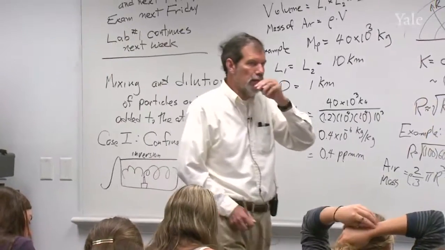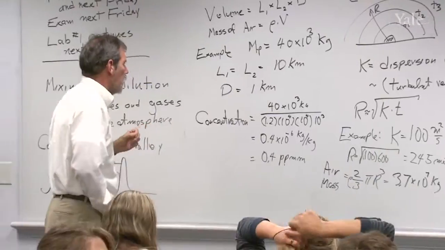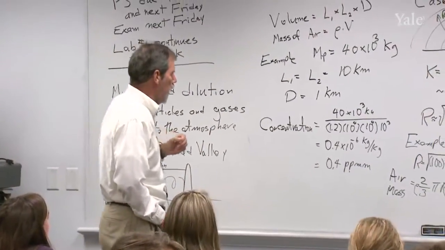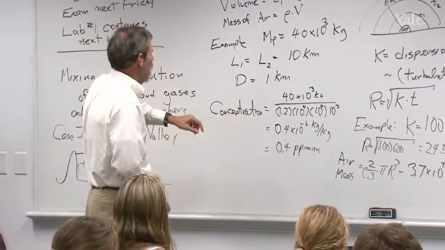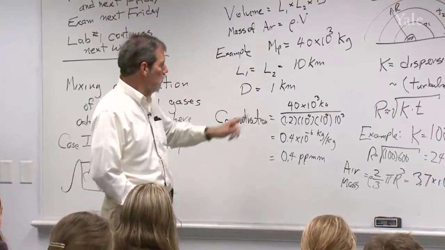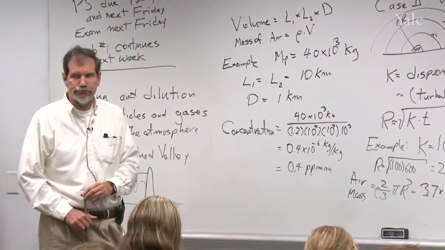Yeah? Why are the tens raised to the 4th power? Oh, it's meters, okay. Where are you looking? The concentration calculation. Yeah. Well, that's right. So this was 10 kilometers, right, and a kilometer is 1,000 meters. So the 10 times the 3 gives 4, 10 to the 4th meters.